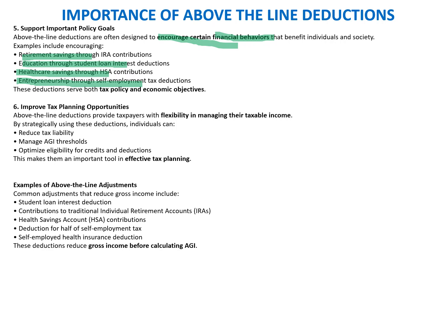It also improves tax planning opportunity, reduces the tax liability, manages the AGI threshold, and optimizes the eligibility for credits and deductions. Some examples of above the line deductions are student loan interest deduction, contribution to a traditional individual retirement account, HSA contribution, deduction for half of the self-employment taxes, and self-employed health insurance deductions. All these are deductions claimed by the individual to derive the final AGI. So we'll move to the next slide.